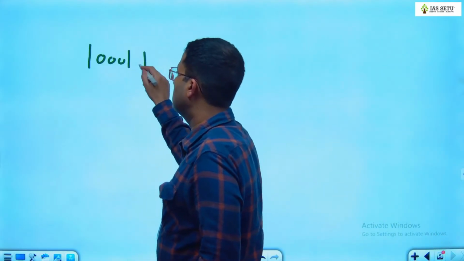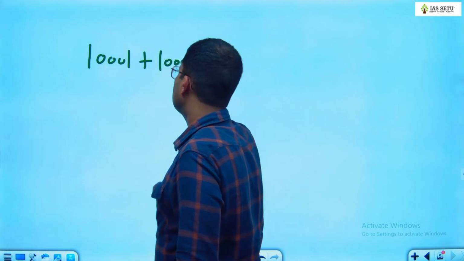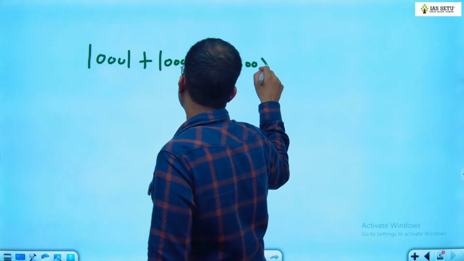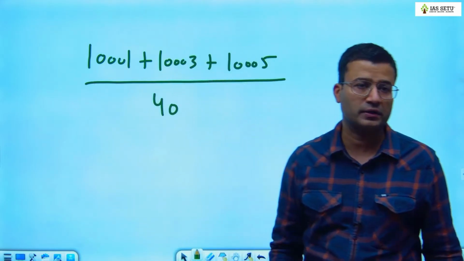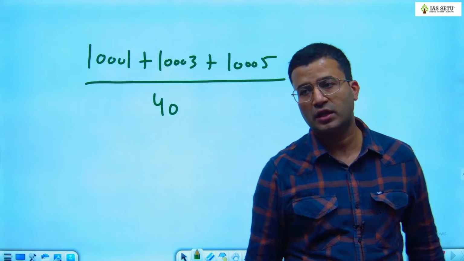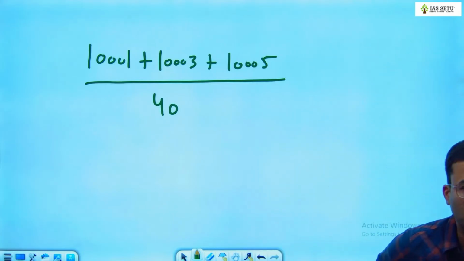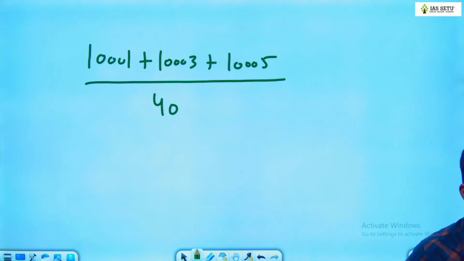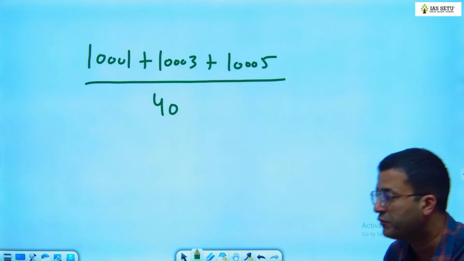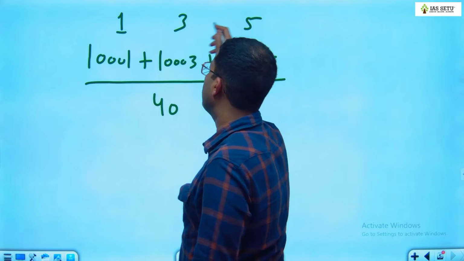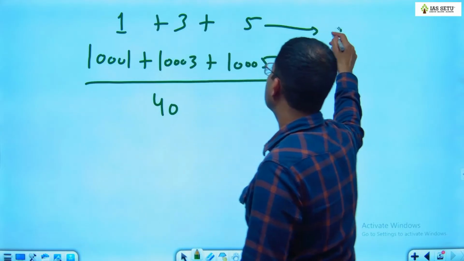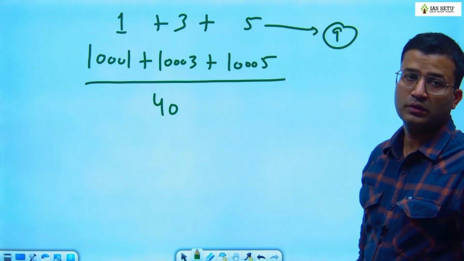10,001 plus 10,003 plus 10,005 divided by 40. What is our remainder? 1000, 10,000, 1 lakh, all these values are multiples of 40. So 10,001 give 1, 10,003 give 3, 10,005 give 5, and we add. Our answer is coming 9. Okay.